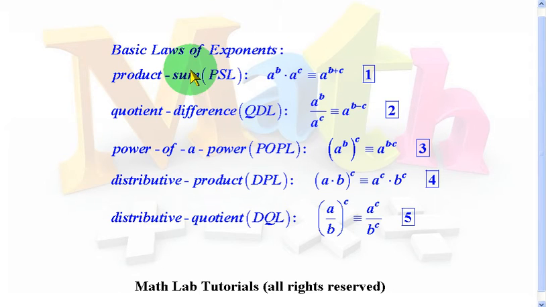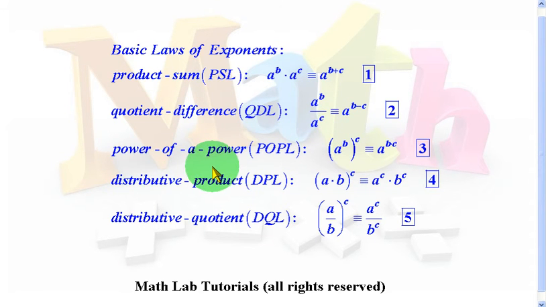Essentially what I've done over here is I've summarized all the exponent laws. So we're going to go through them in sequence. We have the product sum law, a to the power b dot a to the power c is a to the power b plus c. So the product becomes a sum of exponents, provided that you have a common base. The quotient difference law, QDL, says that a to the power b over a to the power c is equal to a to the power b minus c, provided you have a common base again.